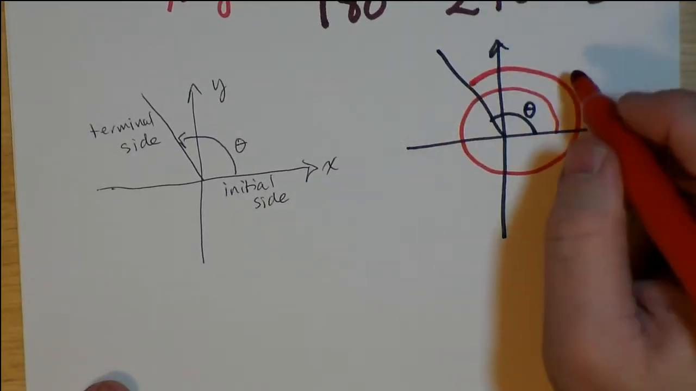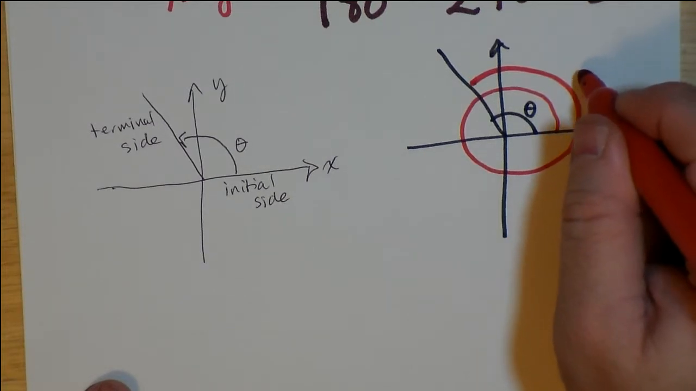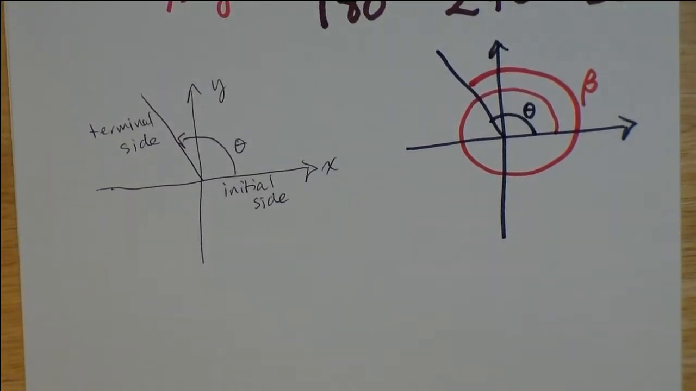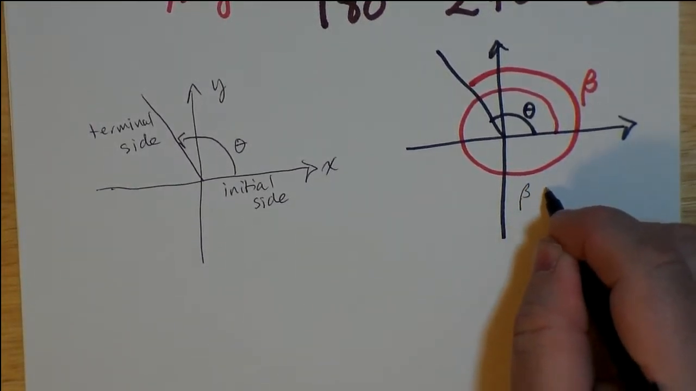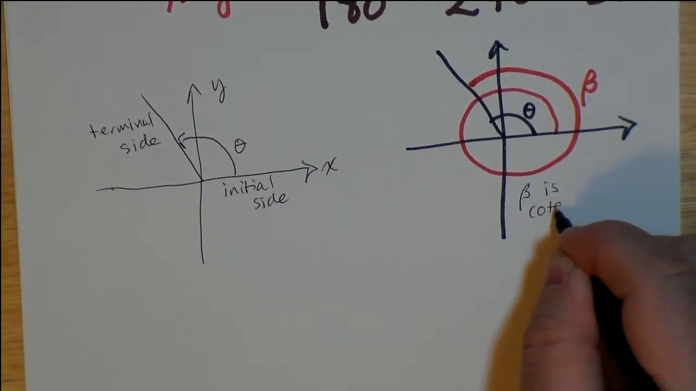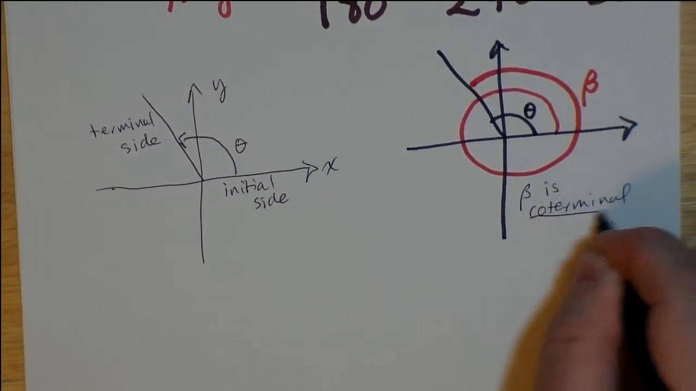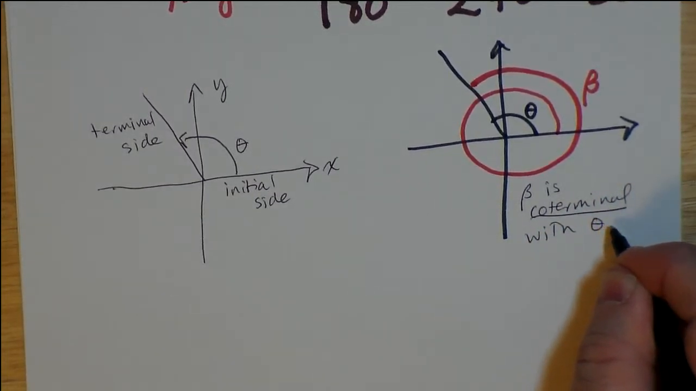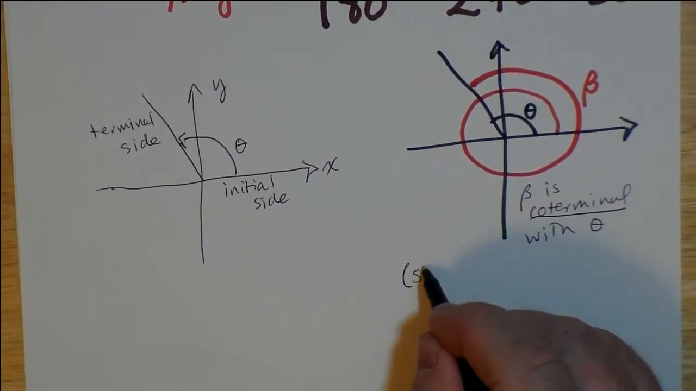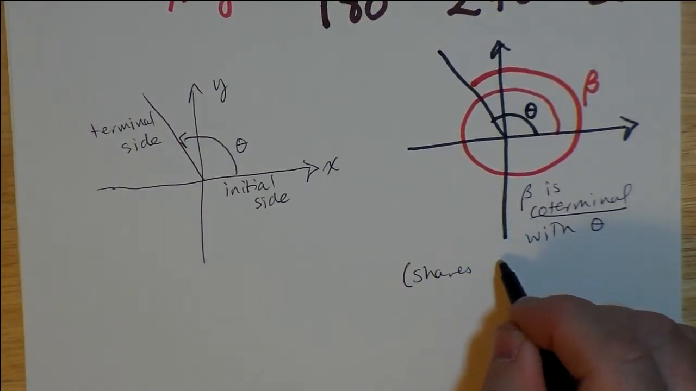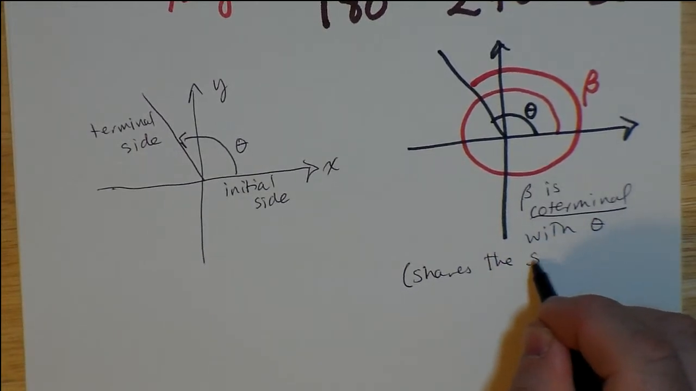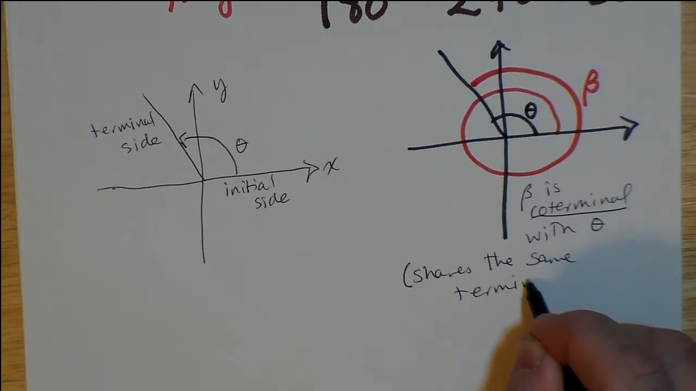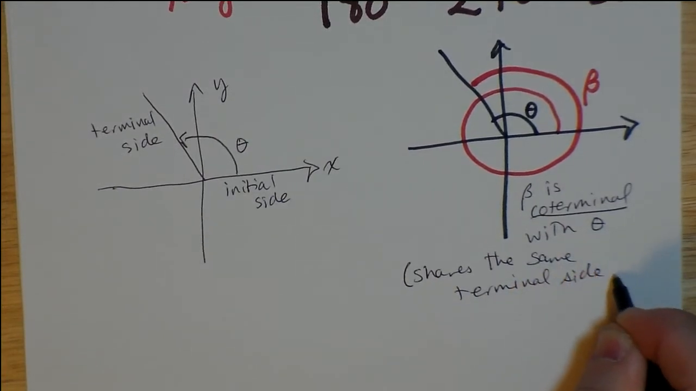Let's see if we can now do this for the same situation, except we're now going to go one trip around the circle as we're doing here in red, and we're going to call that angle beta. Notice that we begin on the same initial side and we end on the same terminal side. The only exception is that we're going one extra trip around the circle. But angle beta is still an angle, and it happens to be coterminal with theta. The sine, cosine, and tangent ratios will be exactly the same. So beta, which is coterminal with theta, shares the same terminal side.